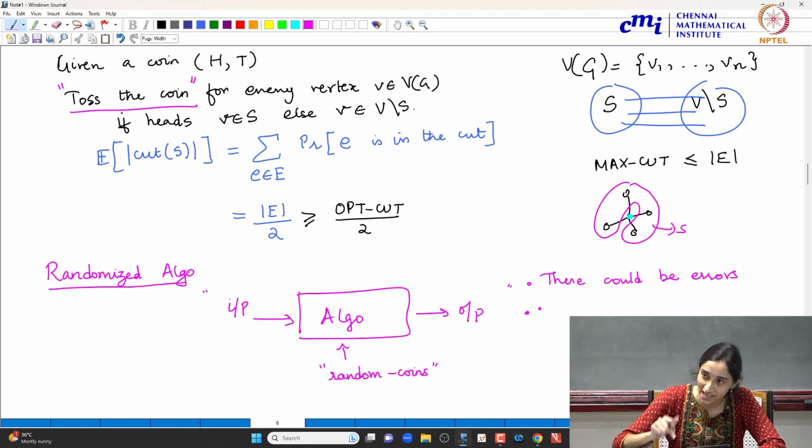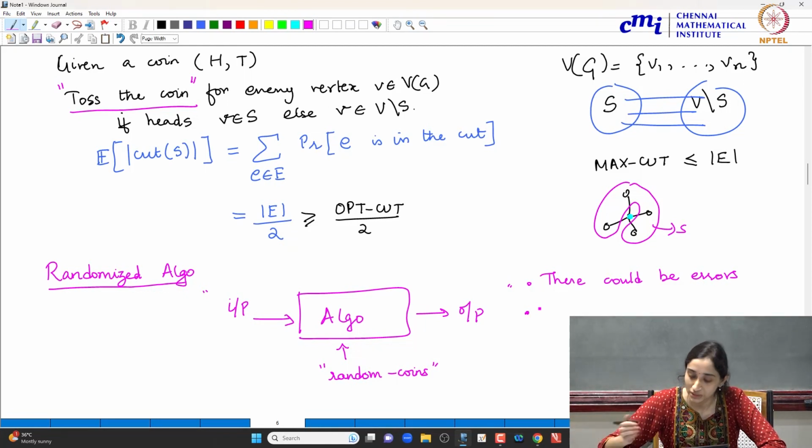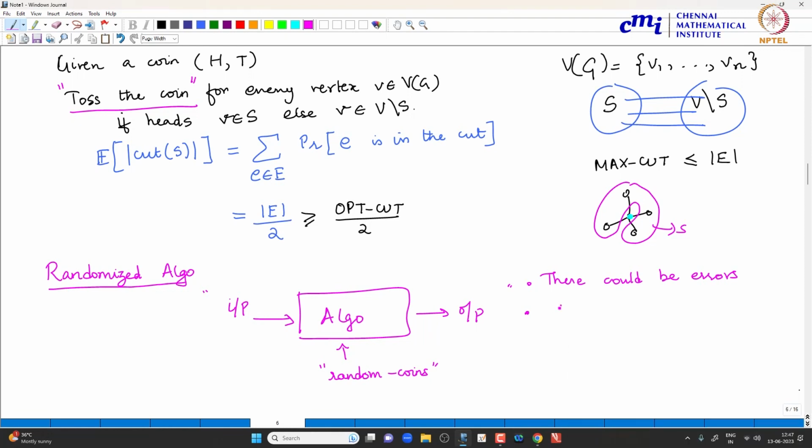Right, so now if I give the same input 2 times to the same algorithm, it could produce different answers, right? So the behavior of the algorithm is not the same on the same input itself. So the same input given several times could produce different answers. Okay, so that's what a randomized algorithm is.